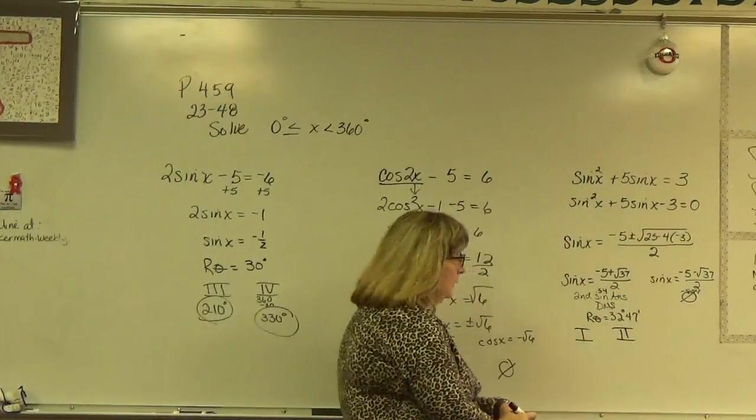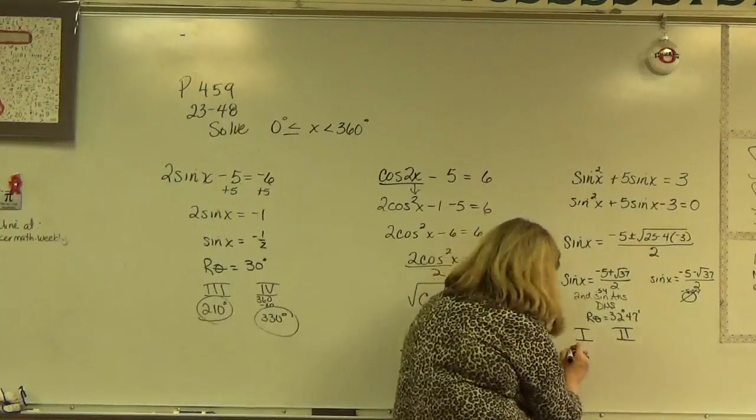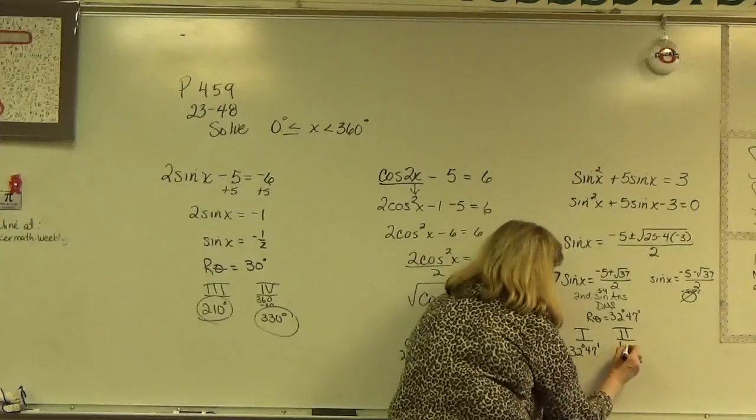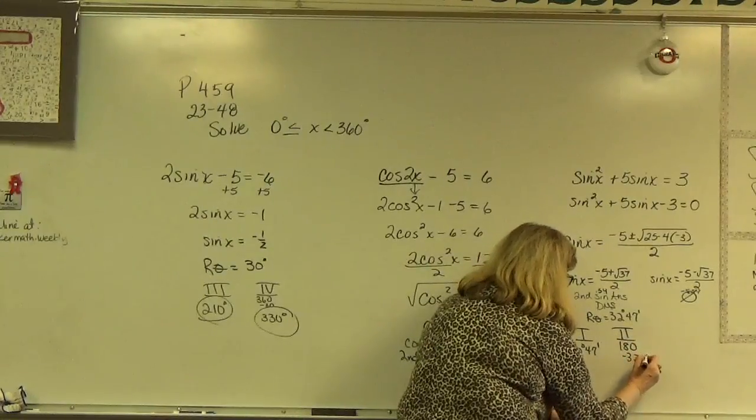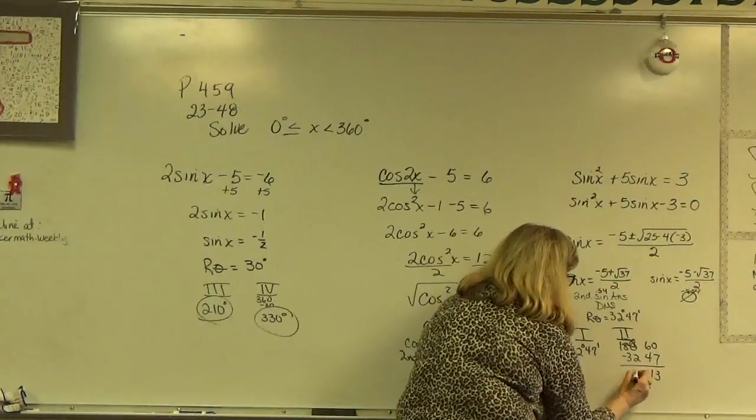So, let's see, Becky, what do I have to do to place it in the first? It's just 32. That's correct. Place it in the second. You subtract it from 180. I'm one of those that borrows my minutes, so you're gonna get what? 147.